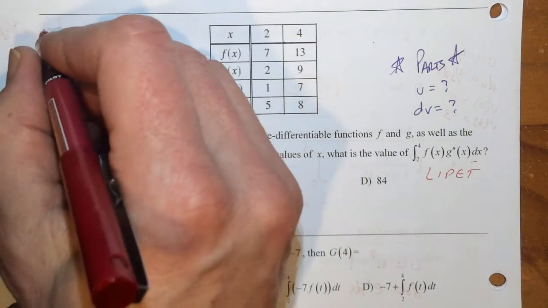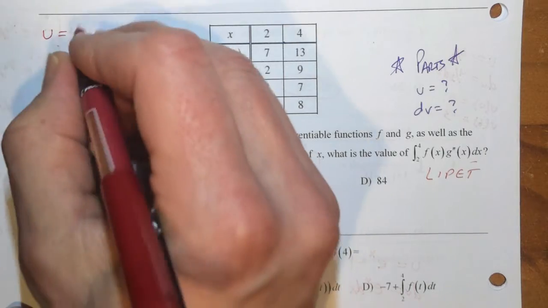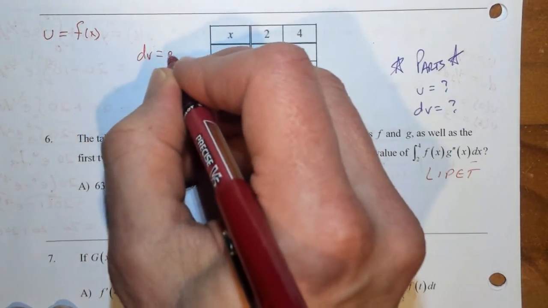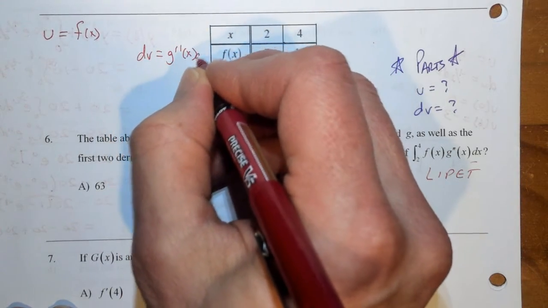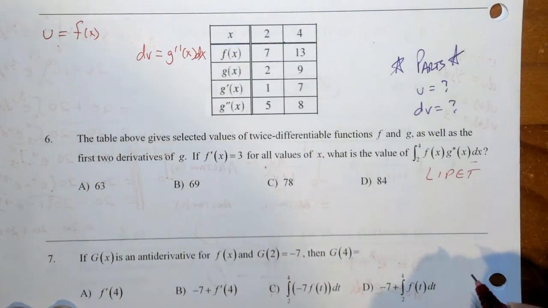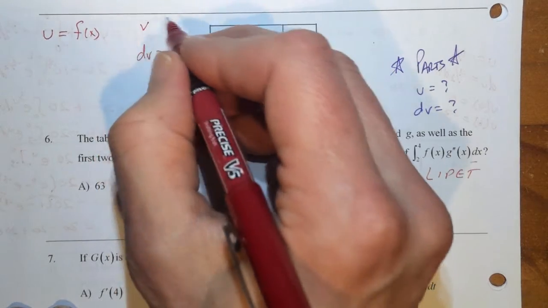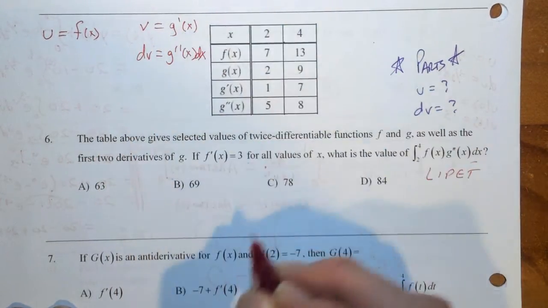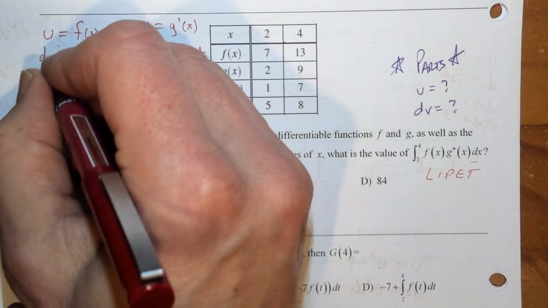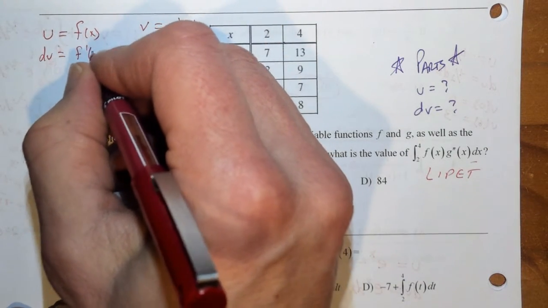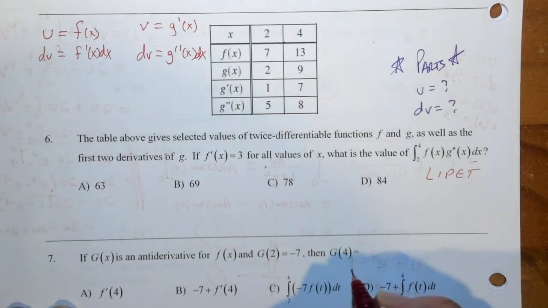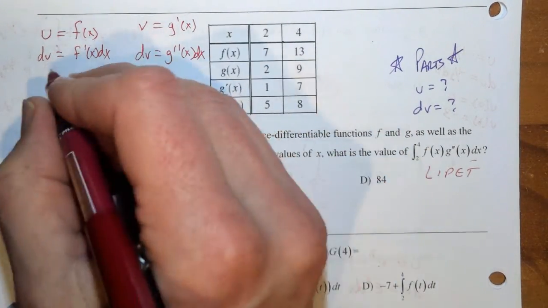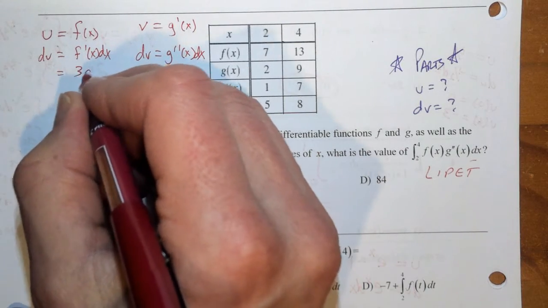So when we do this situation right here, we're going to make u equal to our f of x, and we're going to make dv equal to our g double prime of x. That means that v will be the antiderivative of g double prime, or g prime, and du will be equal to f prime of x dx, and we're told that f prime of x is equal to 3, so du will be 3 dx.